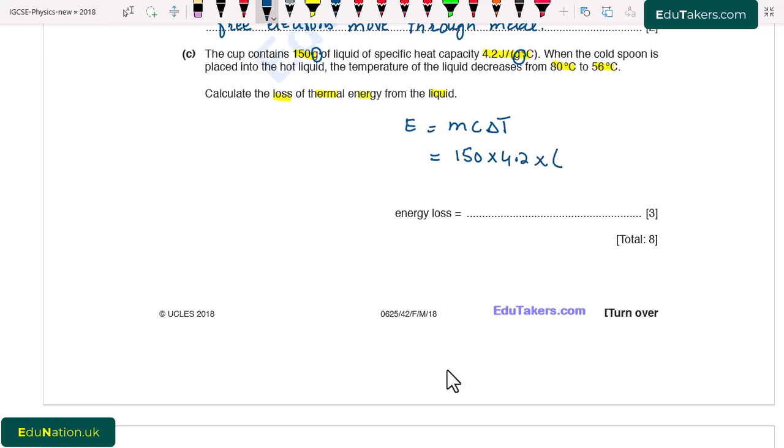Multiply by change in temperature, that is 56, the final temperature, minus 80, the initial temperature. So the energy comes to be minus 15,000 joule, or I can write it as minus 15 kilojoule. This minus basically shows that the energy is lost. That's why I have to write here energy loss and ignore the minus sign. It will be 15 kilojoule.